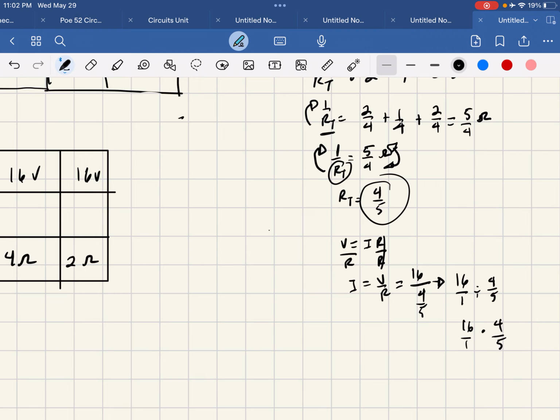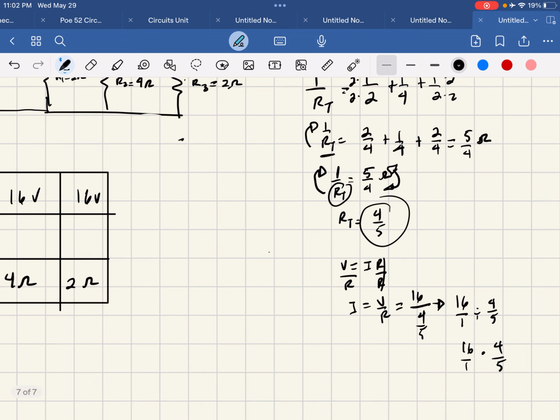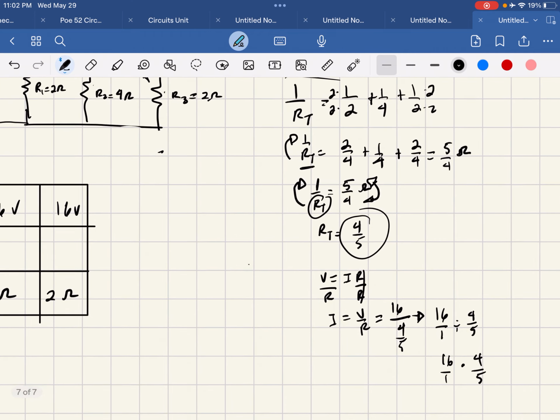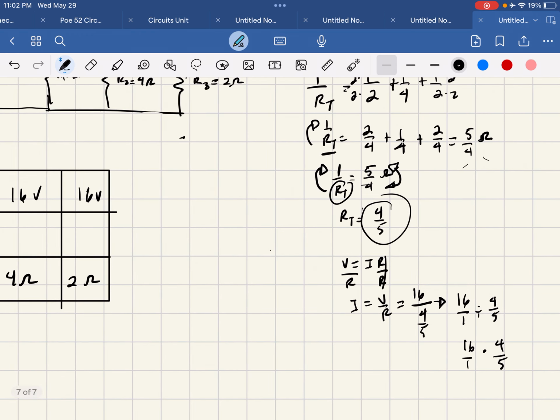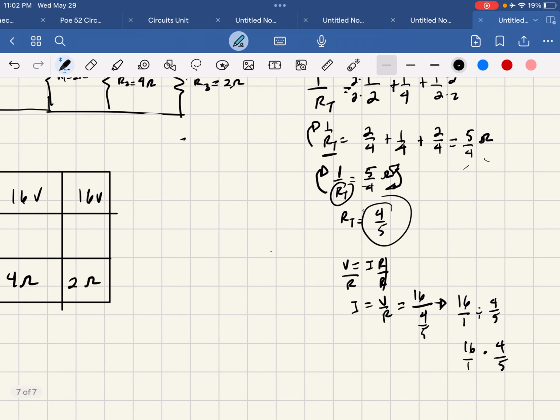And this doesn't look right. Let me see what happened. 5/4, 5/4, reciprocal 4 over 5. Okay. Oh, I didn't flip the fractions. That's a problem in this case. I left it as it was.